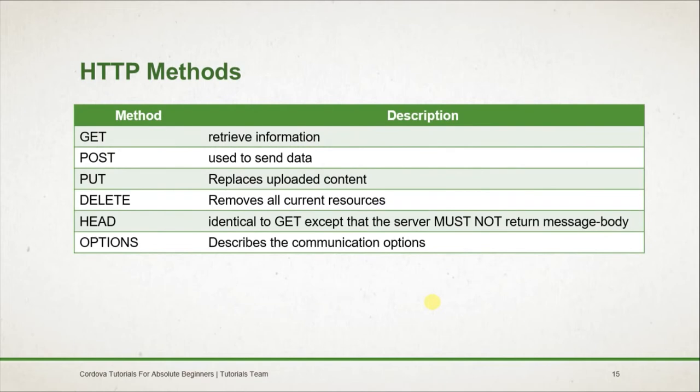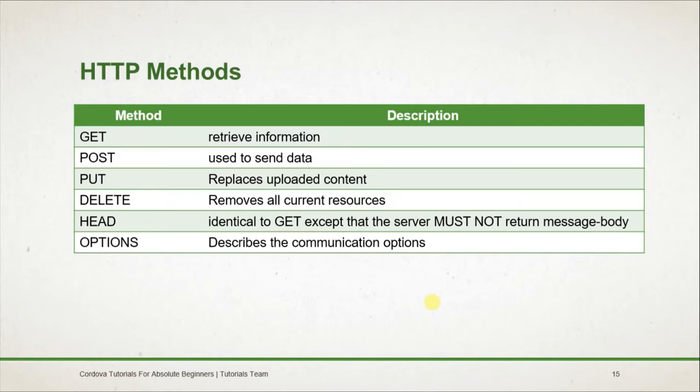There are multiple HTTP methods which can be used according to the user requirement. Get, post, put and delete are the most commonly used methods. Get method is used to retrieve the data from the server, whereas post method is used to send the data to the server. Put method is used to update or replace the content. Delete method is used to remove the data from the server. Head method is identical to the get method, except that the server must not return the message body. Options method describes the communication options.